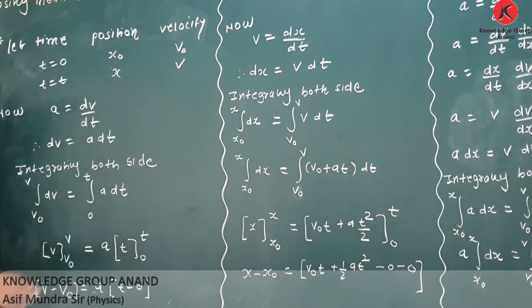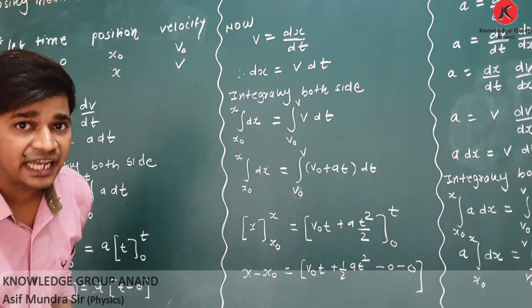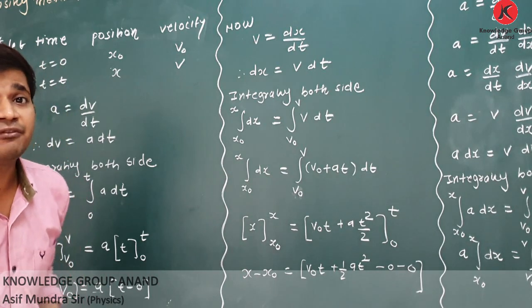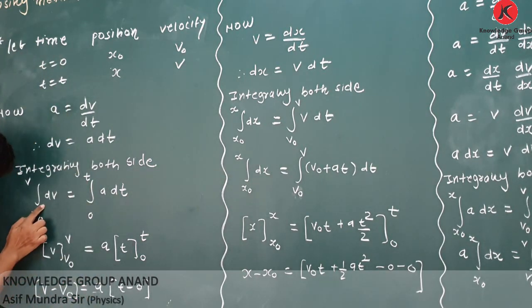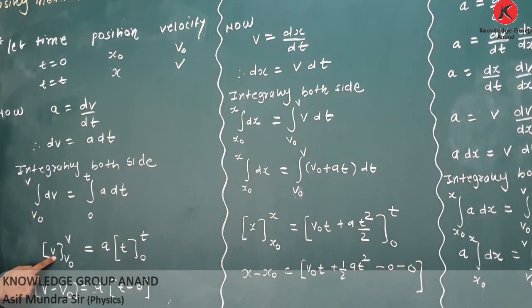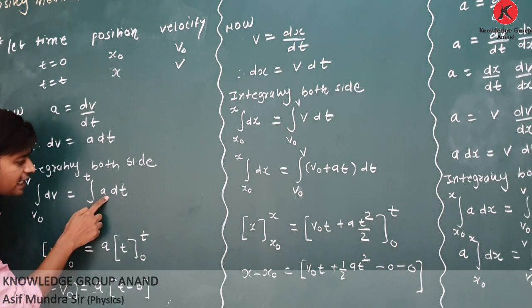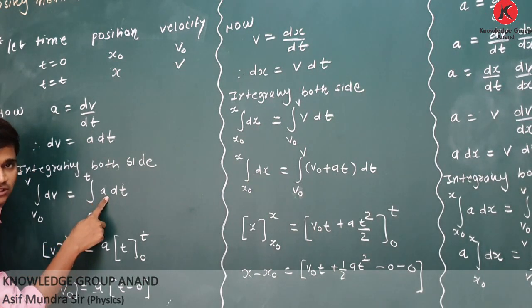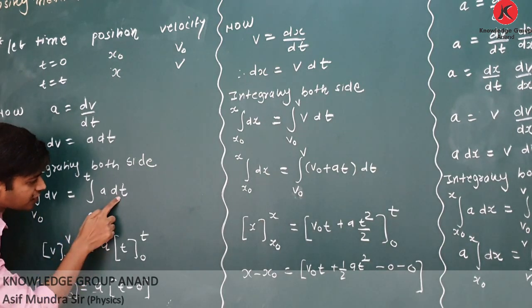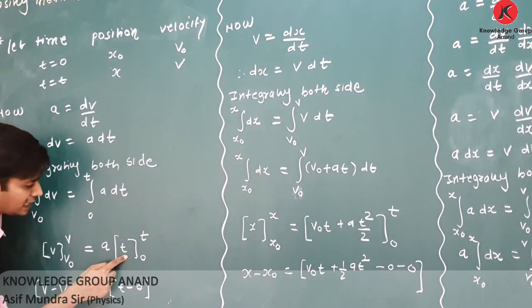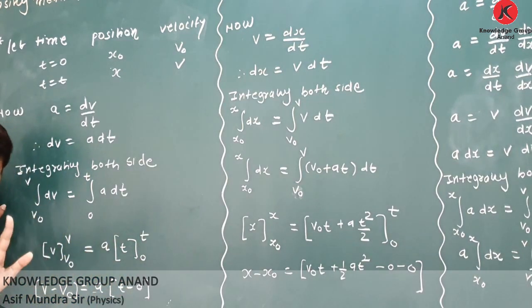Okay, now we know integration dx is x. What is integration dv? v. Integration dv is equal to v. Yes, very good. Okay, lower limit, upper limit. This side, a is constant, so it is out of the integration. a. What is integration of dt? Only t. And the limit is from 0 to t. Clear?